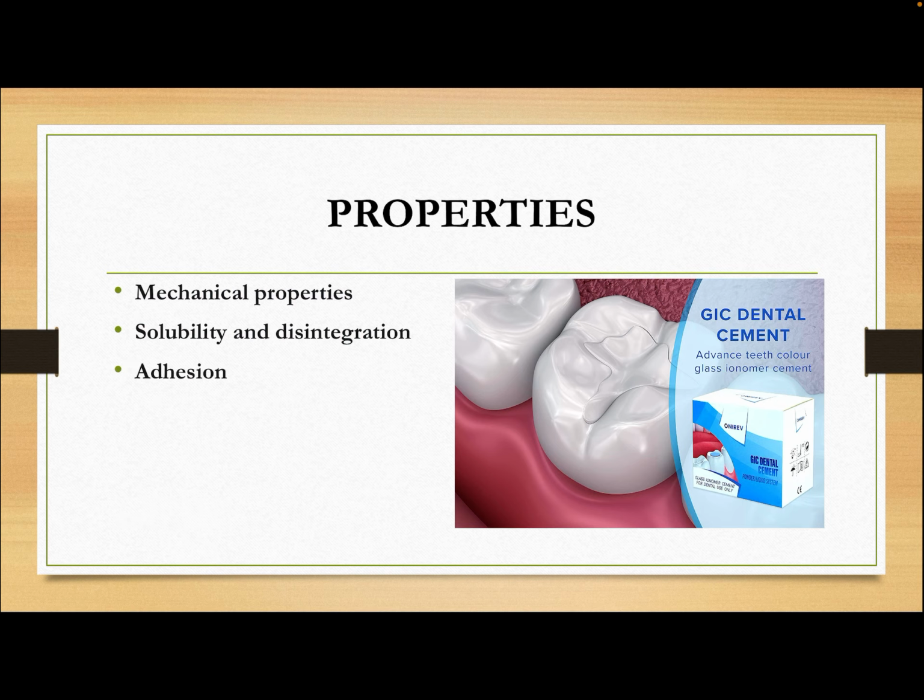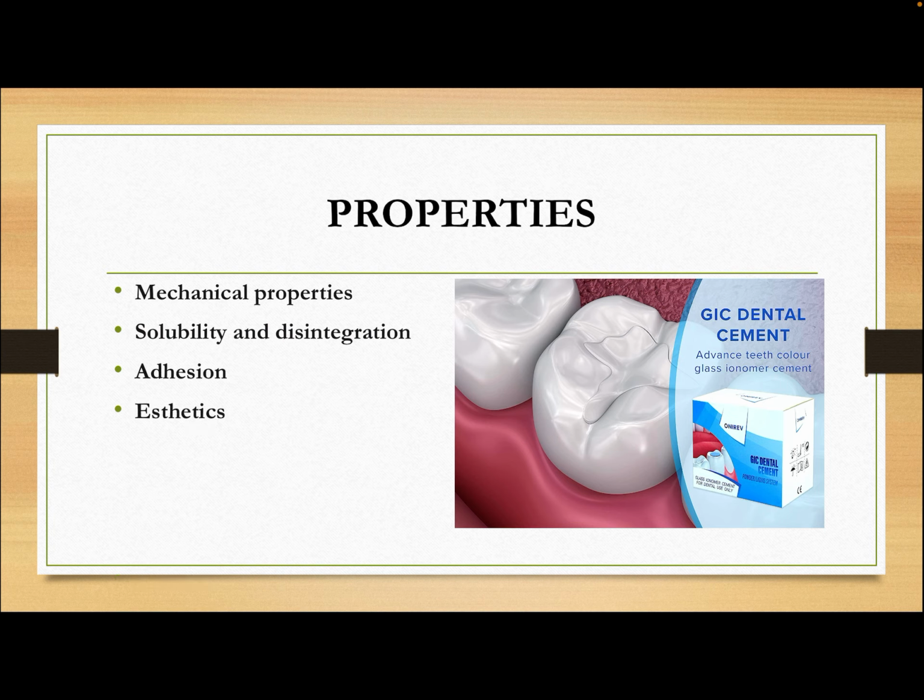GIC adheres well to enamel and dentine. This bonding is due to the reaction between the carboxylic groups of the polyacids and the calcium in the enamel and dentine. The bond between the GIC and enamel is way higher than that of dentine, due to the greater inorganic content in enamel.